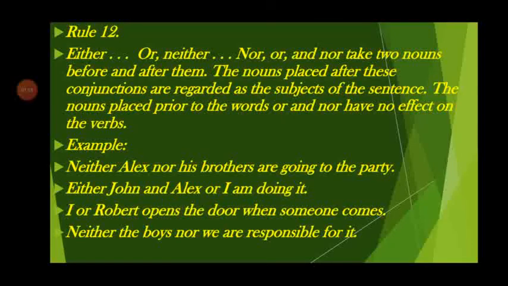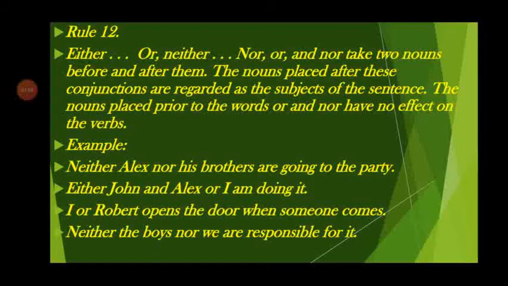Rule number 12. Either or, neither nor, or and nor take two nouns before and after them. The nouns placed after these conjunctions are regarded as the subject of the sentences. The nouns placed prior to the words or and nor have no effect on the verbs.